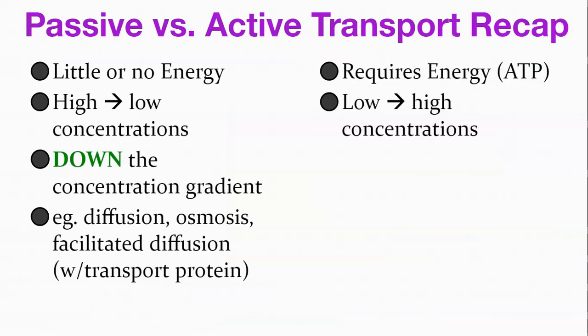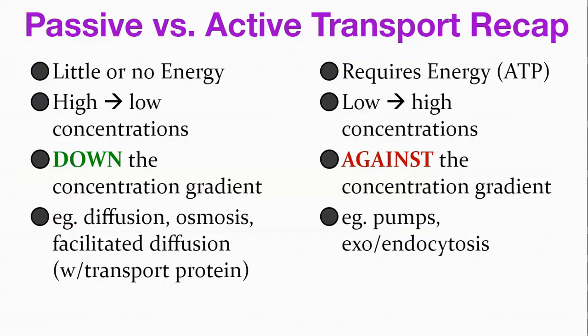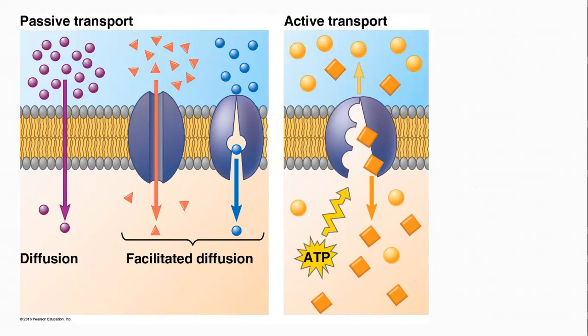So to recap, passive has no energy. You are moving from high to low concentration, down the gradient, and that includes diffusion, osmosis, and facilitated diffusion. On the right, you can see that it does require energy. You are moving things against the concentration gradient from low to high, and this includes pumps. It also includes endo and exocytosis, which we didn't really talk about, but is the bulk entry and exit of materials. Here's a picture of that recap.